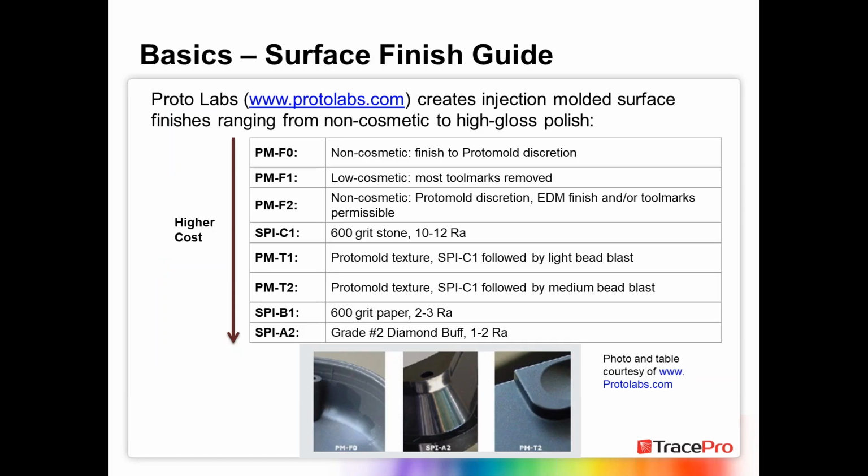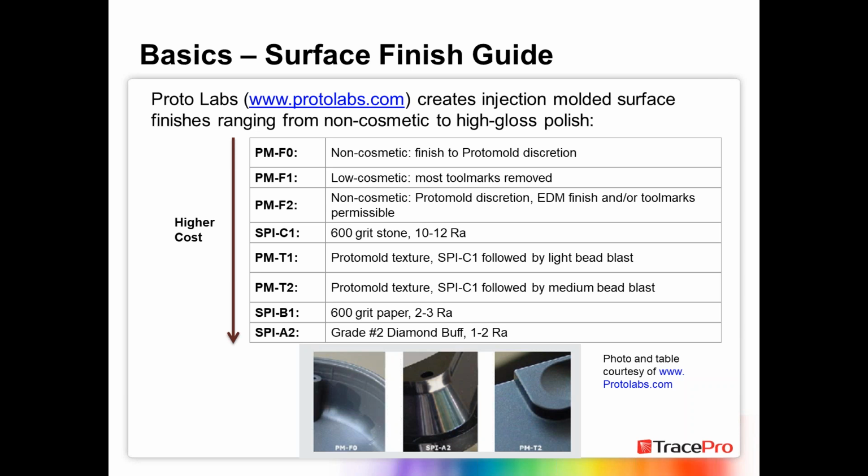So let's take a look at surface finishes. Here's a surface finish guide that I've gotten from Proto Labs. They're an injection molded surface company, and their finishes are shown here. If you look at the top of this finish guide, the PM-F0 is a non-cosmetic finish. It's a finish that Protomold does at their discretion. You can see that on the left-hand side at the bottom here. That's what that surface finish looks like.